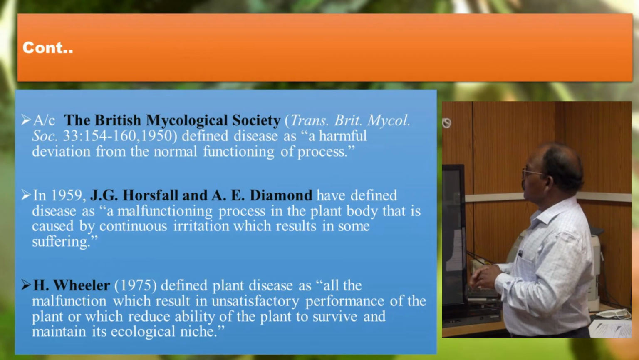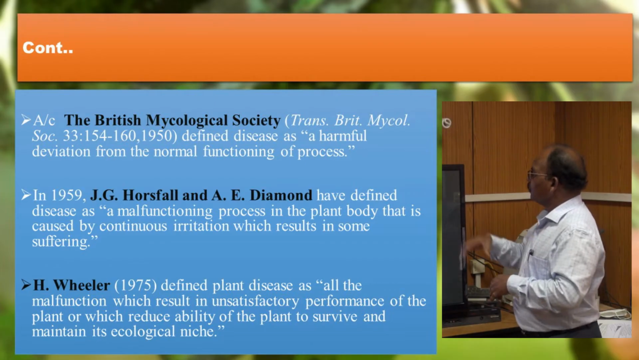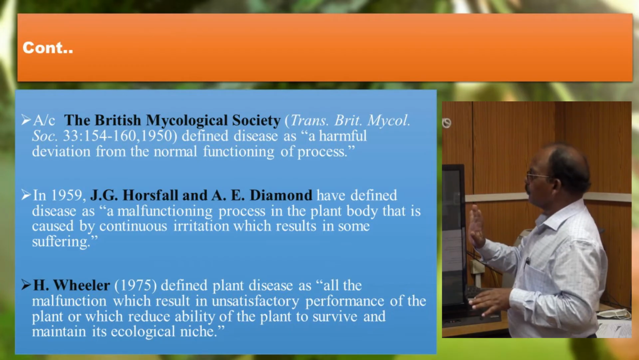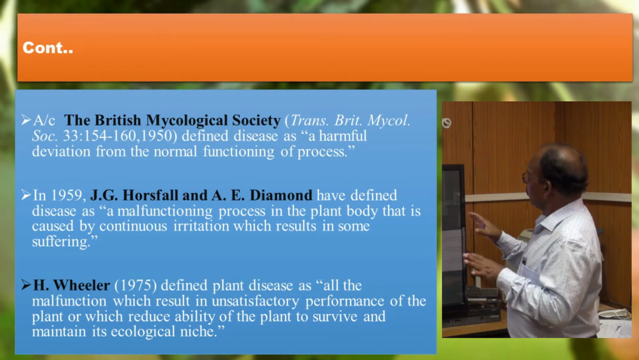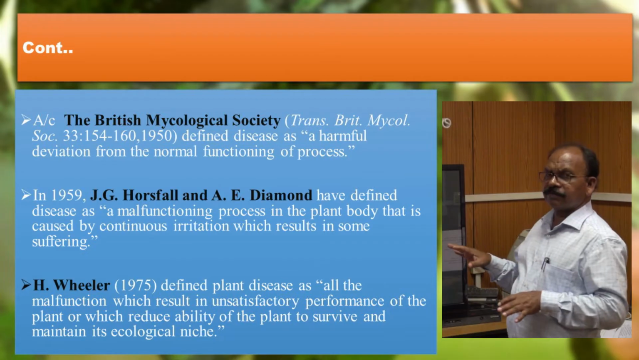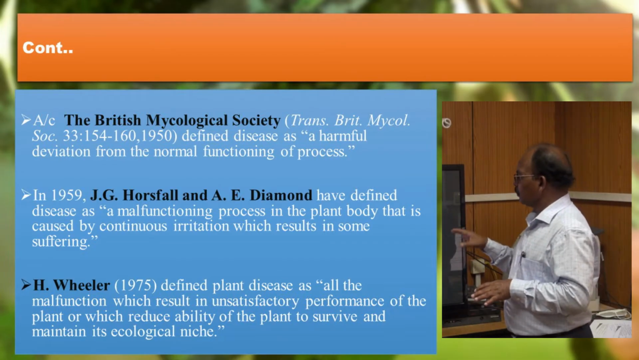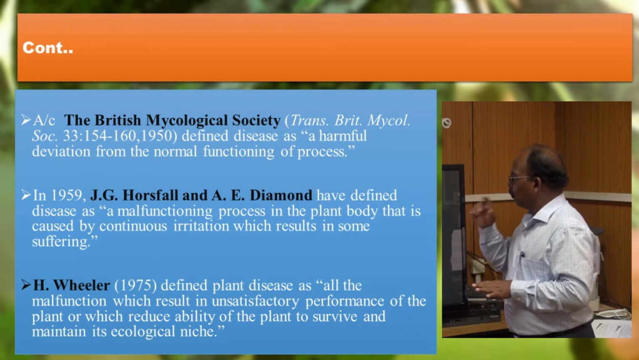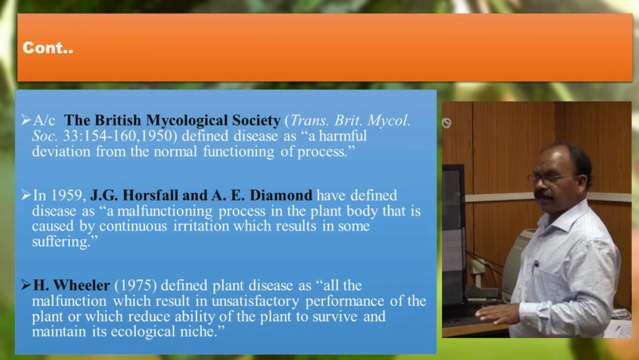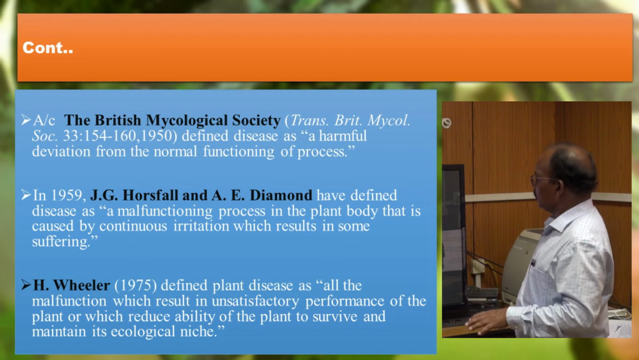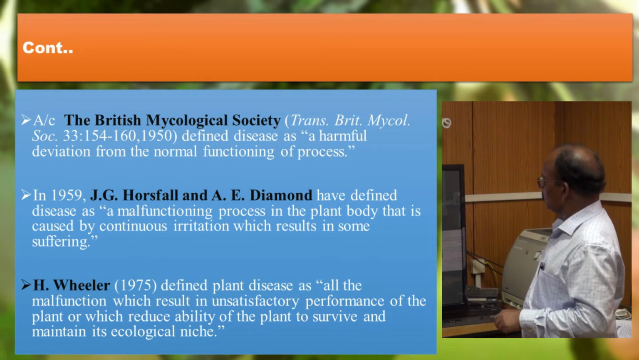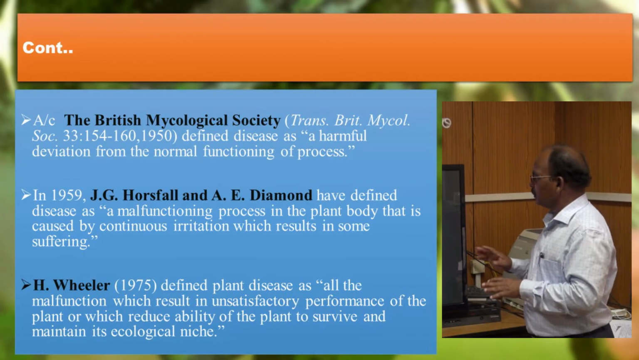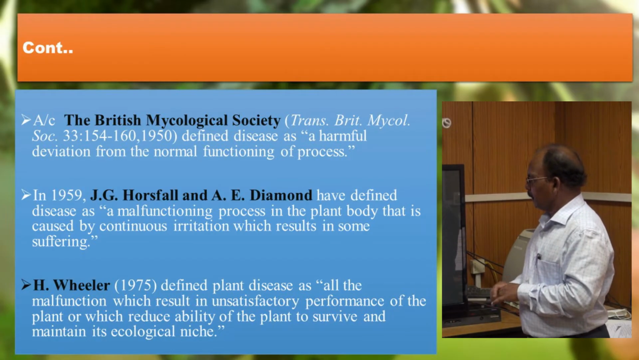According to the British Mycological Society, that is the Transactions of the British Mycological Society, disease is defined as a harmful deviation from the normal functioning of the process. J.G. Horsfall and A.E. Diamond in 1959 defined disease as a malfunctioning process in the plant body that is caused by continuous irritation, which results in some suffering.